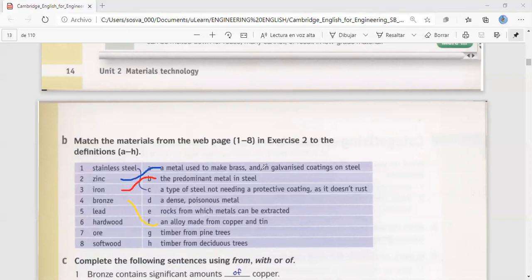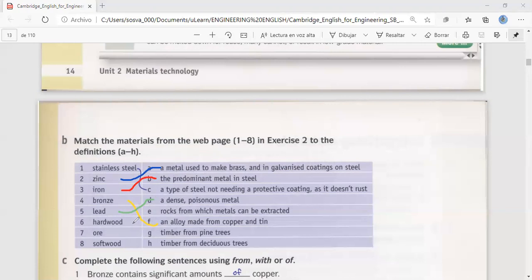What about lead? What's lead? Okay, lead. In this case, I think lead is a dense poisonous metal. Exactly. Lead is a dense poisonous metal. In Spanish, lead is plomo. Okay.